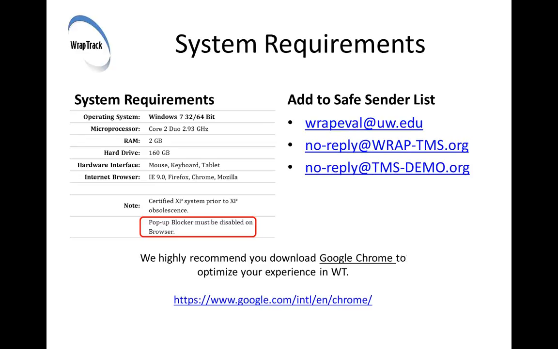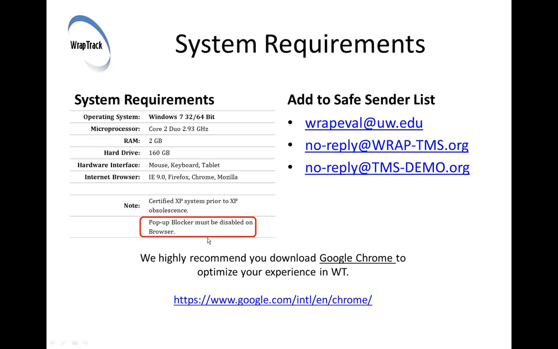For example, if you use Internet Explorer, and we don't know why this happens, but the programmers aren't able to change it either, even with the most recent version you'll get an additional question asking, are you really sure you want to execute that function? So it's just an extra step, and people have noted that when using Internet Explorer and WrapTrack. That's one of the reasons why we recommend Google Chrome, and we just provide a little link here.